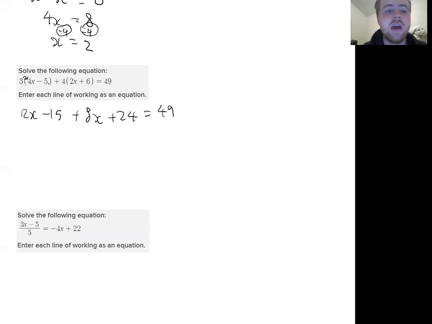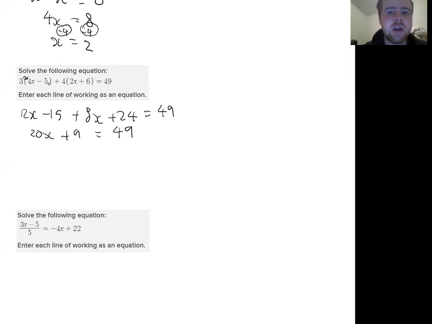Just expand, then look at the question again and go, okay, well, I've got all these things kind of split apart. How about I collect my like terms? That sounds like a good idea. So 12x plus 8x is going to be 20x. Okay, minus 15 plus 24 is going to be plus 9, equals 49.